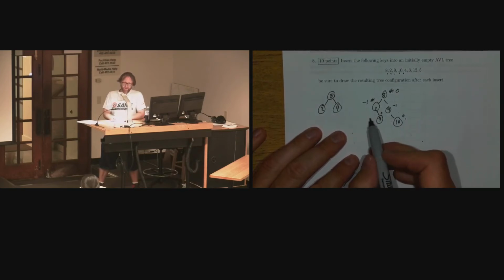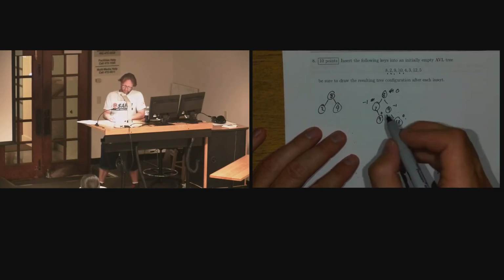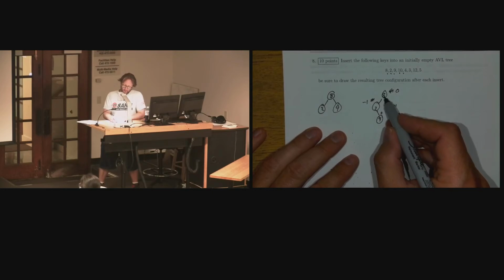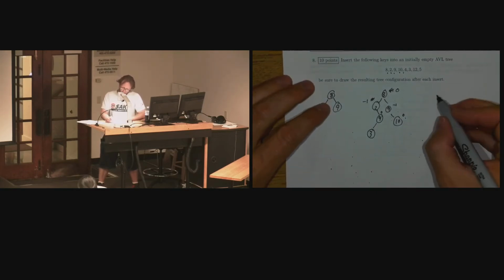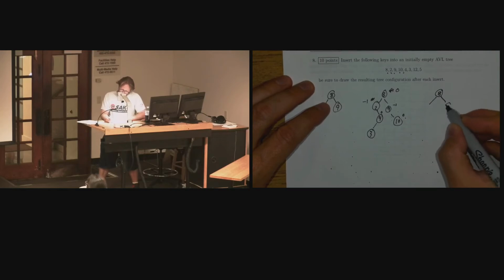What ends up happening? Where do you insert 3? Less than 8, greater than 2, less than 4. So we're over here now. Let me go ahead and rewrite this. And let's go ahead and put in the balance factors.